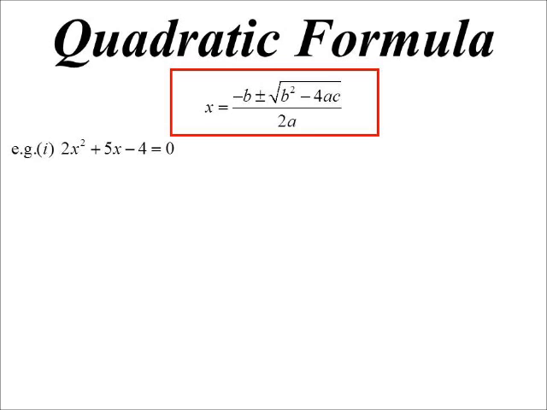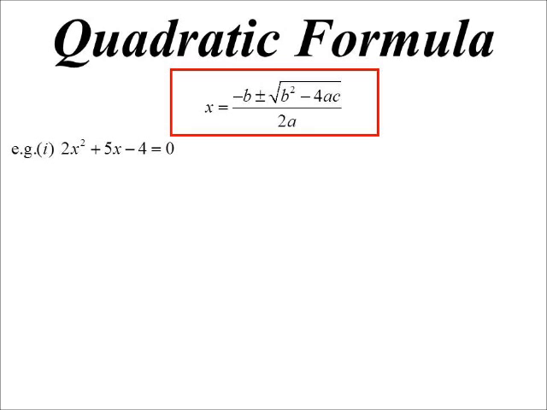Why is it useful? Because you get an equation like this and you're saying, well, okay, it's not monic. Multiplies together to give negative 8, adds together to give 5. No, I just can't think of what that is. Don't waste time. If the numbers aren't coming to you, you've got a formula.